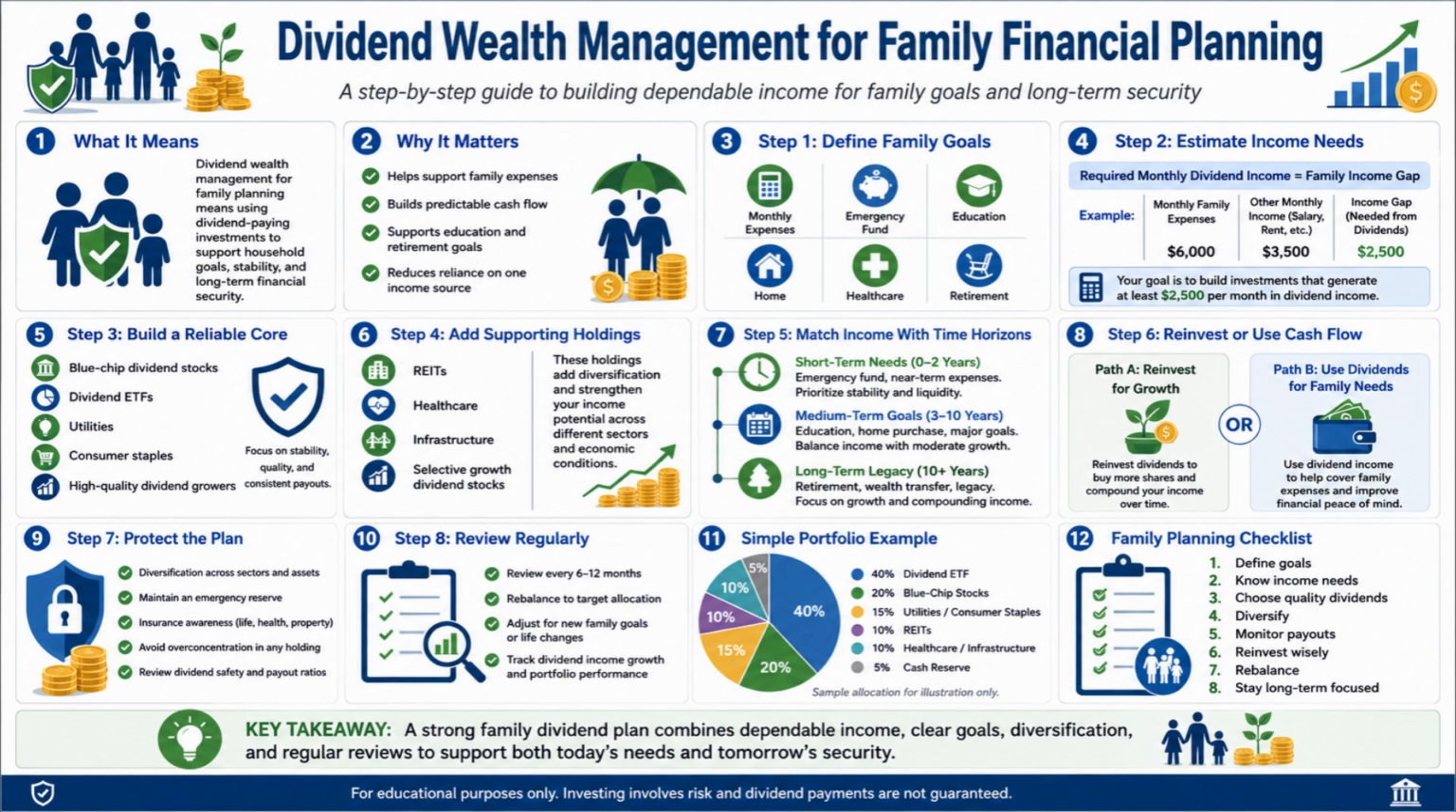Finally, a strong family dividend plan should include a clear checklist. That means defining goals, knowing income needs, choosing quality dividend investments, diversifying properly, monitoring payouts, reinvesting wisely, rebalancing regularly, and staying focused on the long term. Ultimately, the purpose is to combine dependable income, clear planning, and disciplined reviews so the family can support today's needs while also building tomorrow's security.